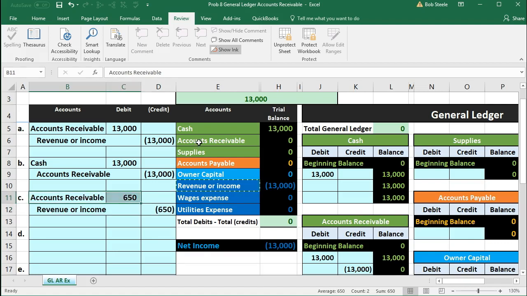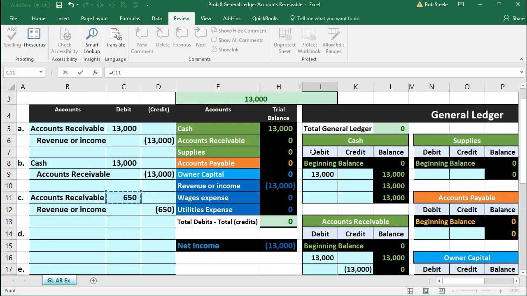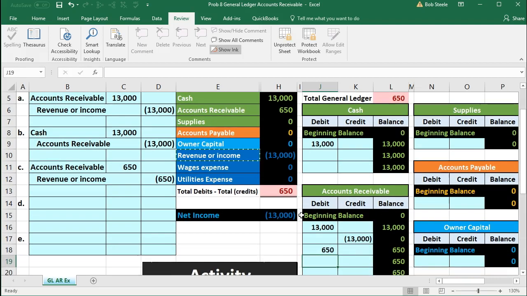So here's our receivable account. We have a debit here. It's our second account on the trial balance, therefore second account on the general ledger. We're going to post this 650 to the receivable GL in the debit side down here in J18. So within J18, we're going to say that equals, and then point to this 650, and that should bring this balance up to 650. We should be able to record that here. 650 will then appear here in the trial balance and put us out of balance.